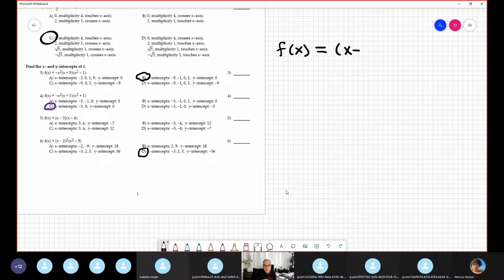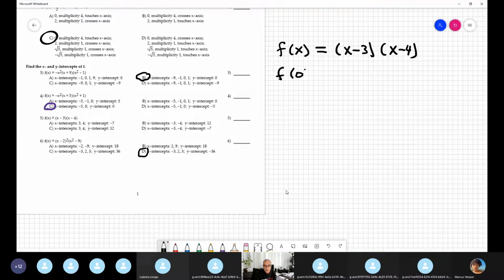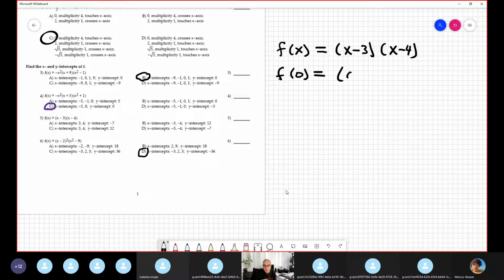(x minus 3)(x minus 4). To find the Y-intercept, you evaluate at 0. 0 minus 3 times 0 minus 4. Es obvio que es 12, ¿no? 12 positive, because negative 3 times negative 4 is 12.